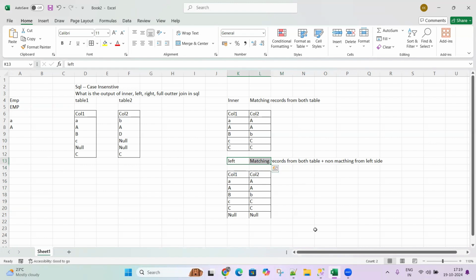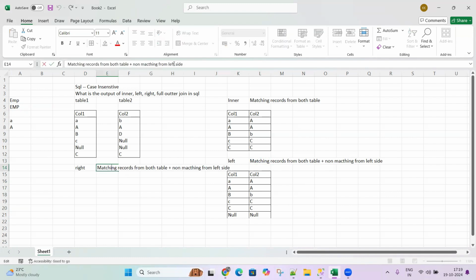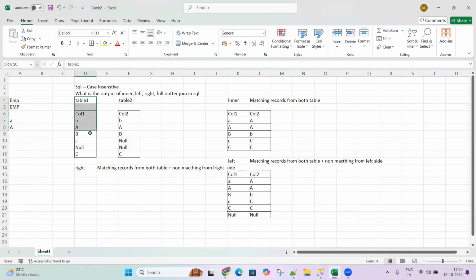So again, for right it is the same, right? Let me write it here only. So right join, what does it do? It takes the matching records from both, and then it goes with the non-matching from the right side. So non-matching from the right side of the table. Now, which is the right side? This is the right side of the table, and this is the left side.